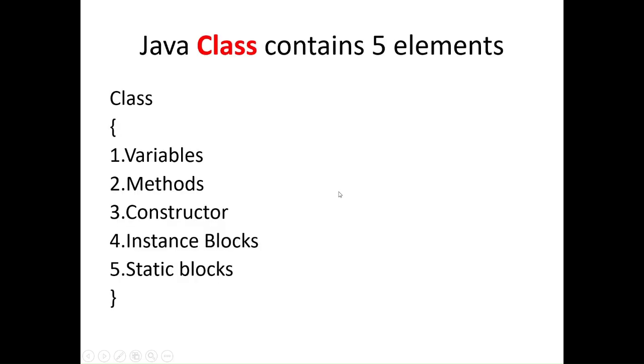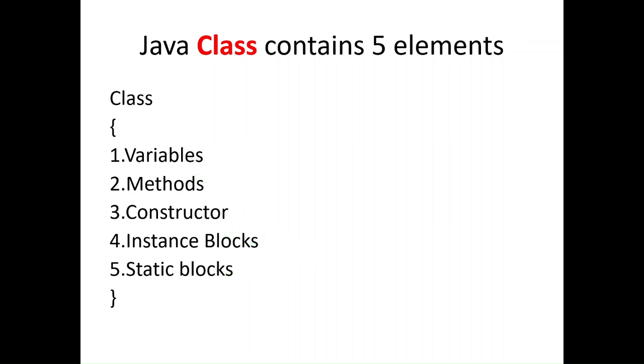Okay, guys, let's start discussing the types of variables in Java. Generally, in a Java class there are five elements. We have to focus on these five elements. The first is variables, then methods, constructors, instance block, and static block. Here, the function is actually called a method in Java.